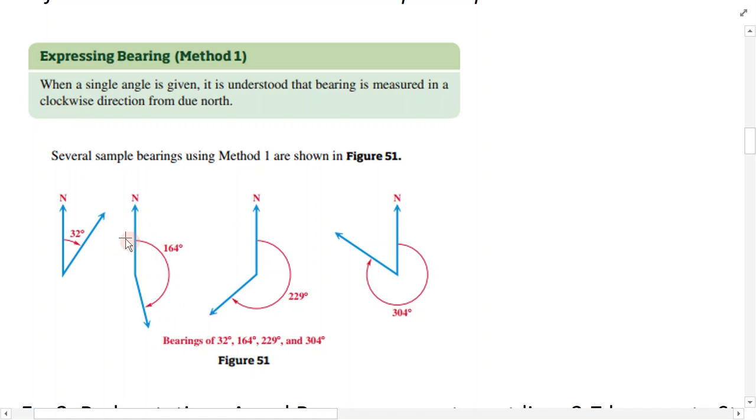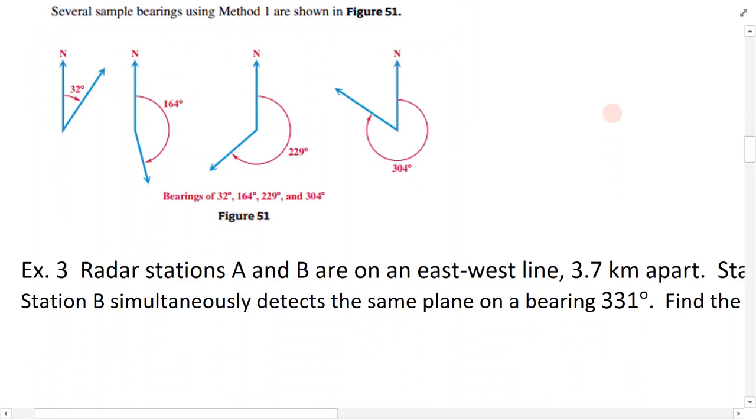Here's another example of that case. If our bearing is 164 degrees, well, based on due north, we rotate clockwise 164 degrees. You can see that my object would be moving in what I would consider kind of a southerly direction. So in this particular method, we are talking about simply a due north heading and then rotating clockwise off of that due north.